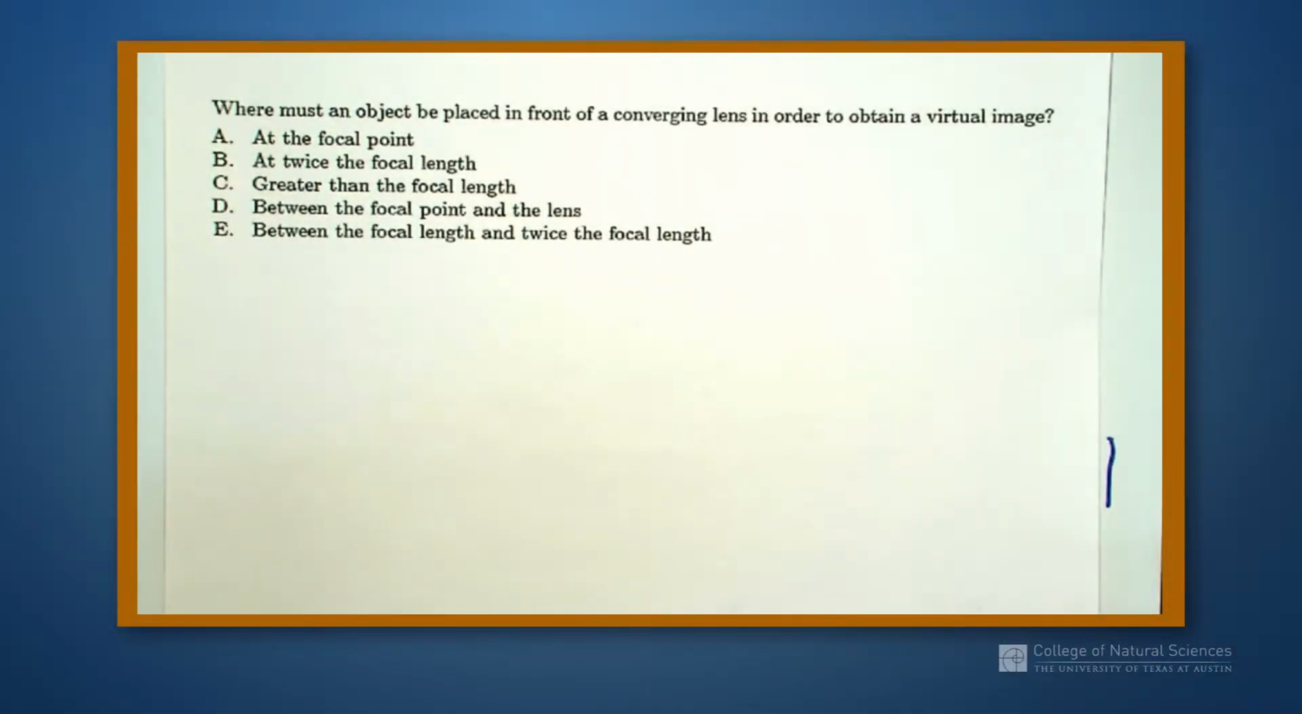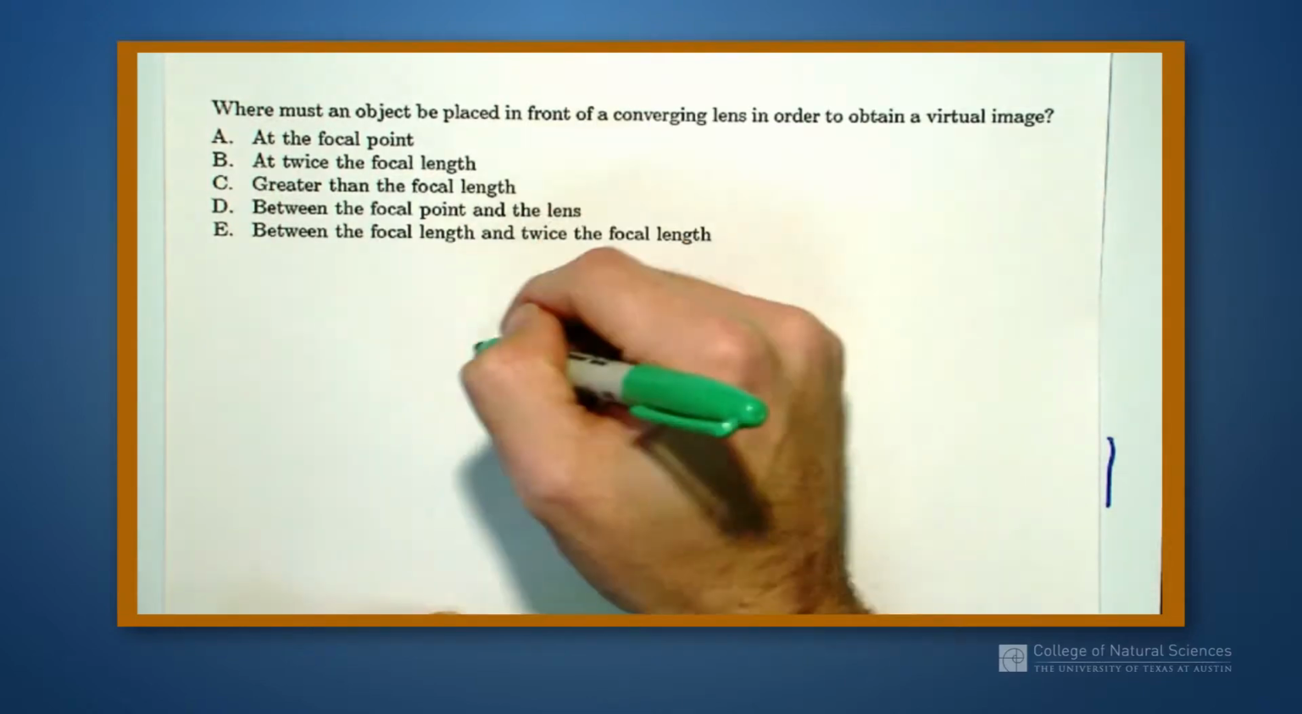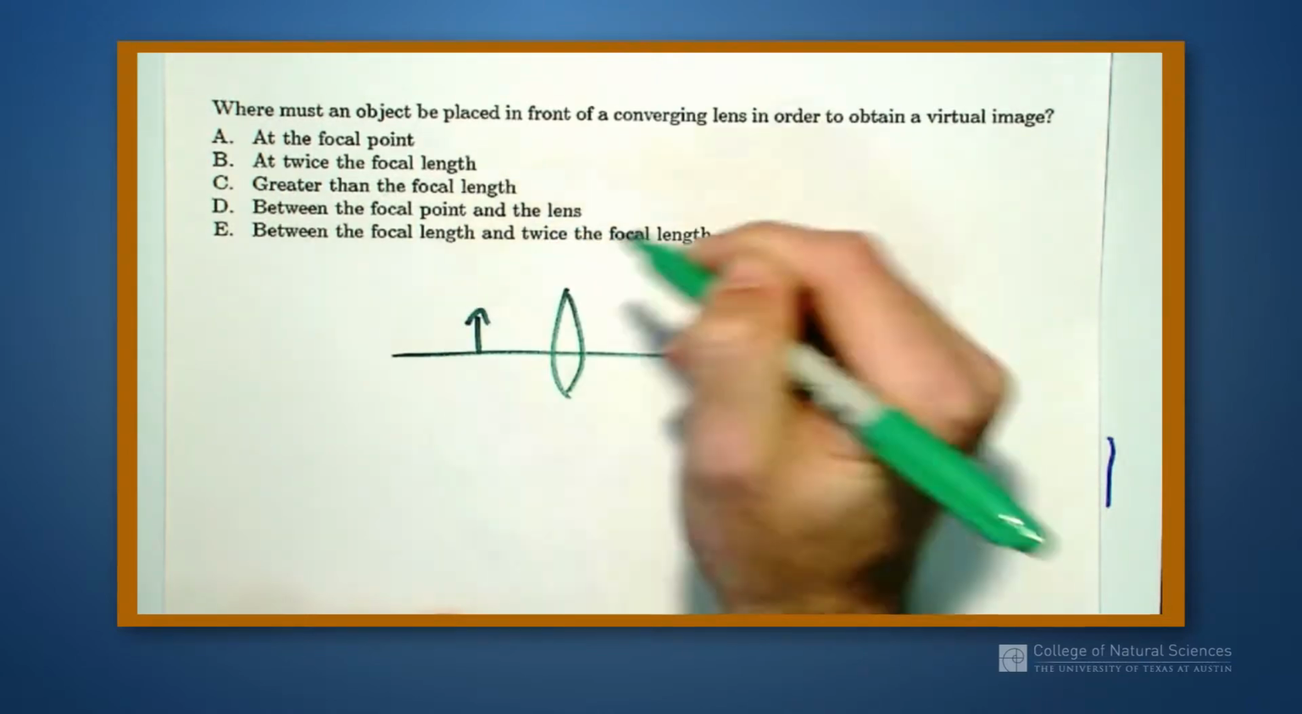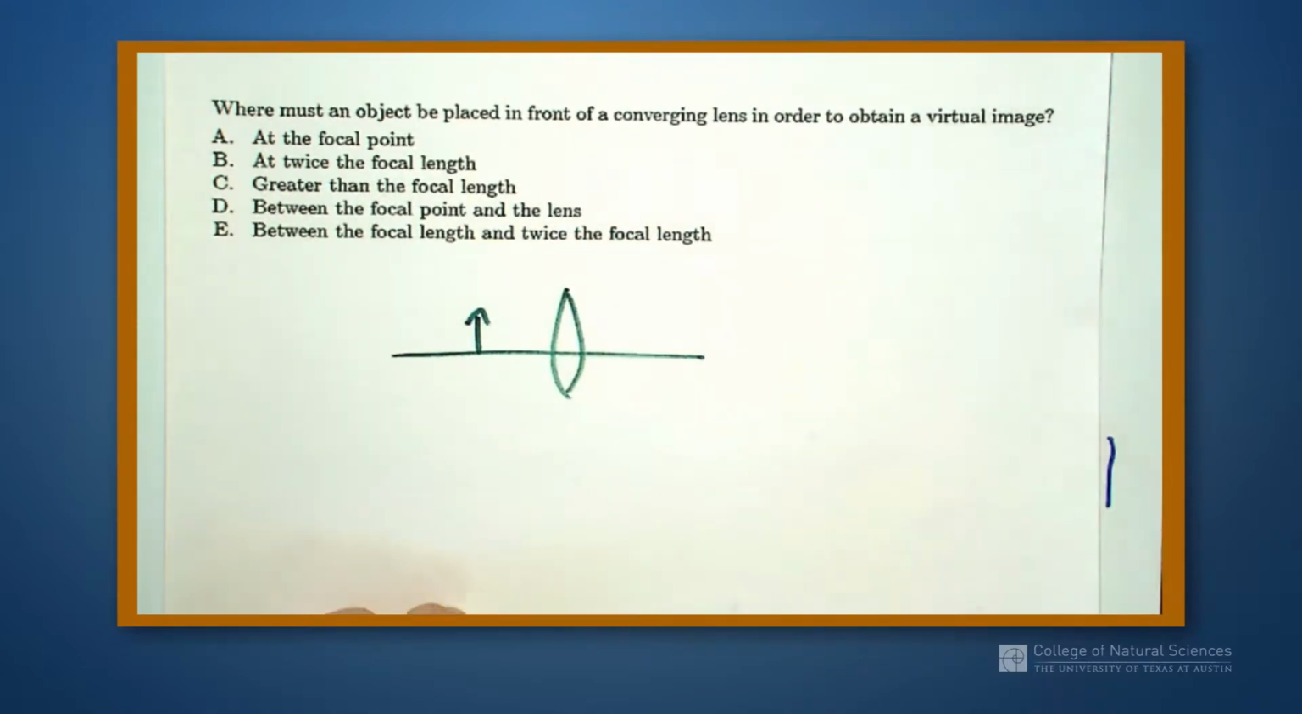This question says, where must an object be placed in front of a converging lens in order to obtain a virtual image? Okay, this is a little bit tricky. So we're going to have a converging lens. We're going to have an object, and it's going to have some focal length.